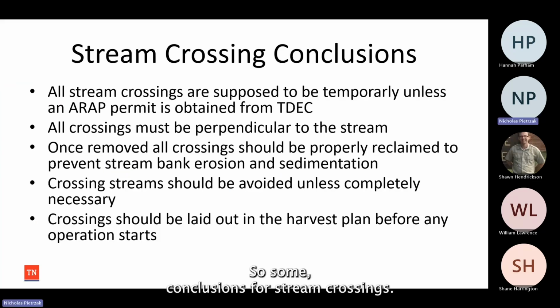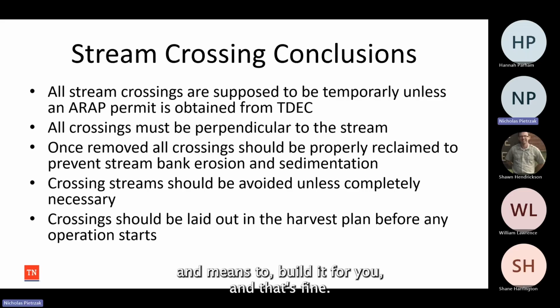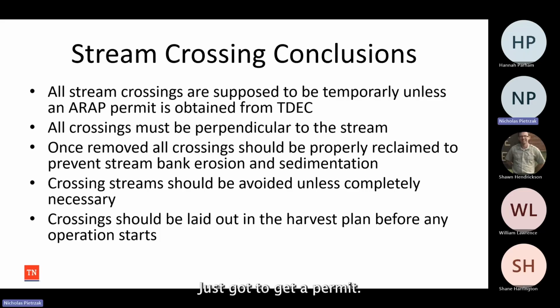So some conclusions for stream crossings and sensitive areas. All crossings are supposed to be temporary unless an ARAP permit is obtained from TDEC. You might really want a permanent crossing on your property, and that logger might have the equipment and means to build it for you, and that's fine. Just got to get a permit.